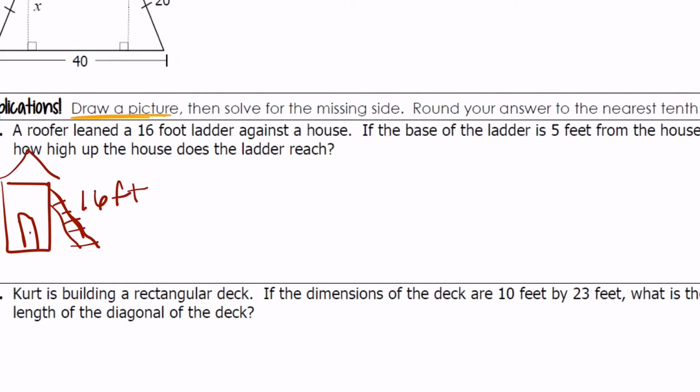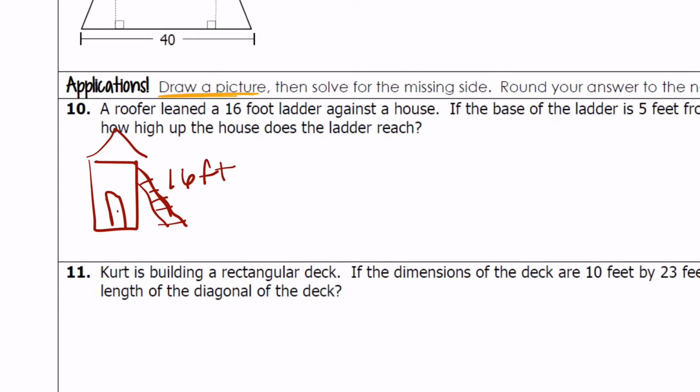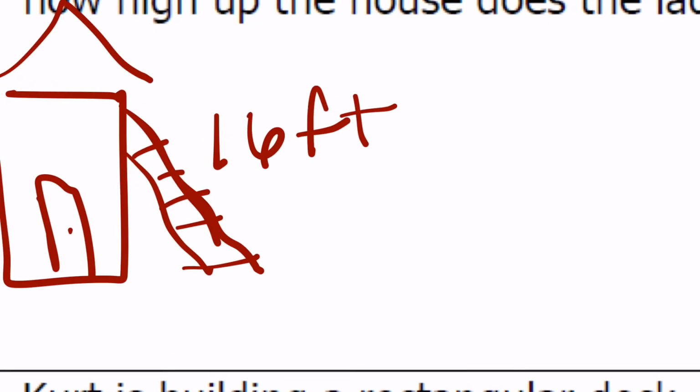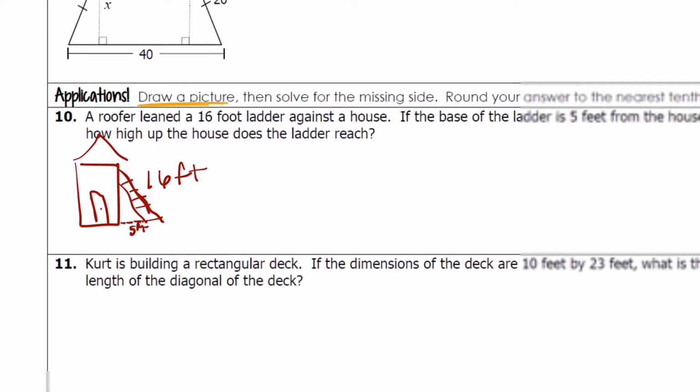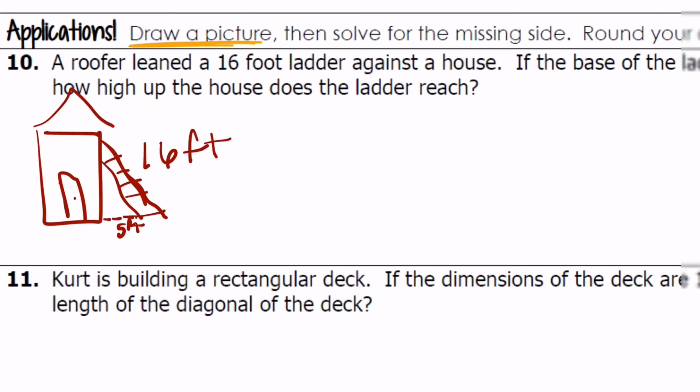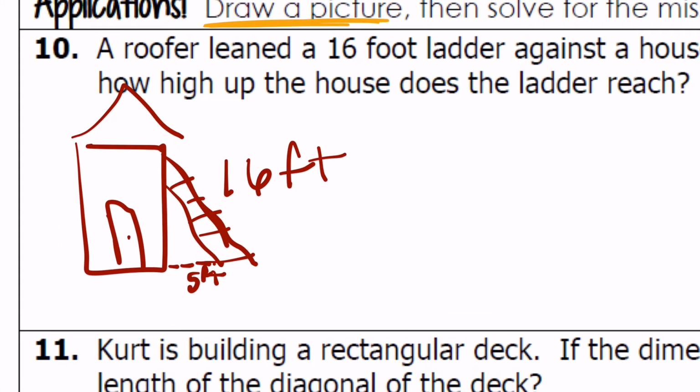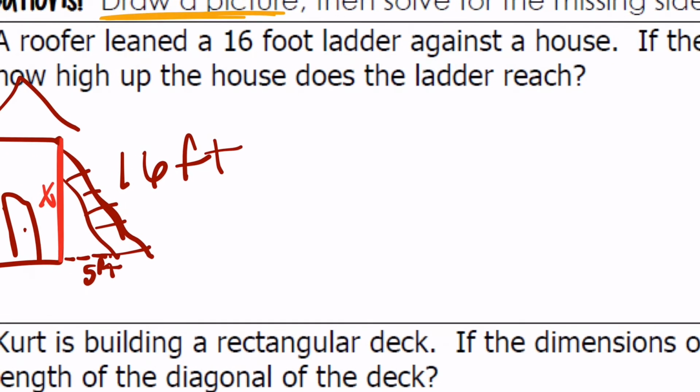Okay. If the base of the ladder is 5 feet from the house, so I'm going to zoom in a little bit more so I can draw it. This is 5 feet. It's 5 feet from the house. How high up does the ladder reach? So what we're trying to find here is, and I'll put it in maybe brighter red here, the length from the ground to where the ladder stops. Okay? So again, we just use our Pythagorean theorem.